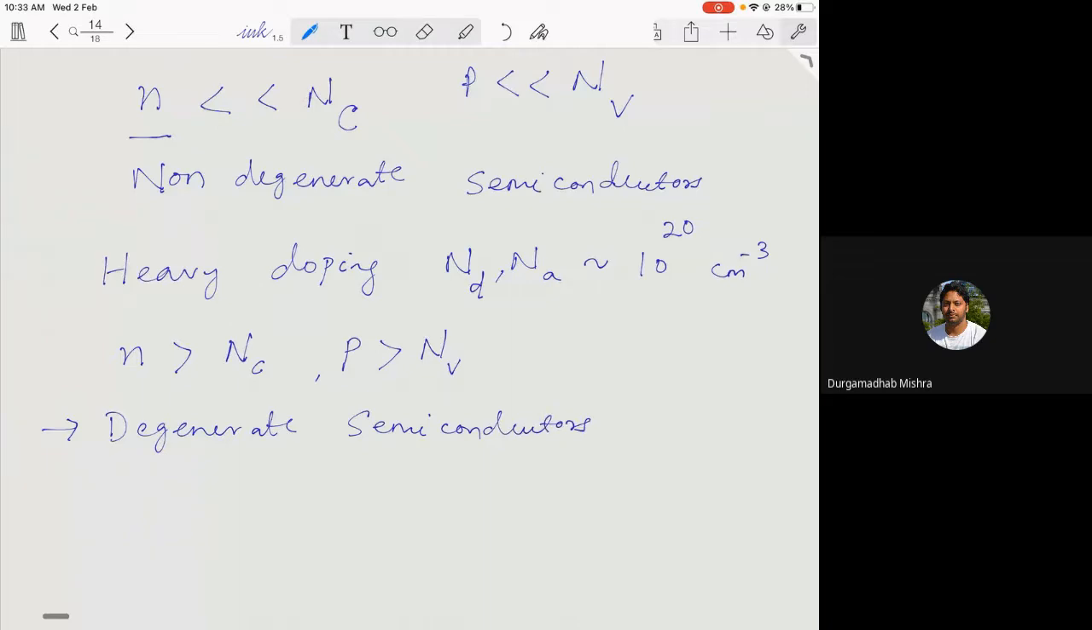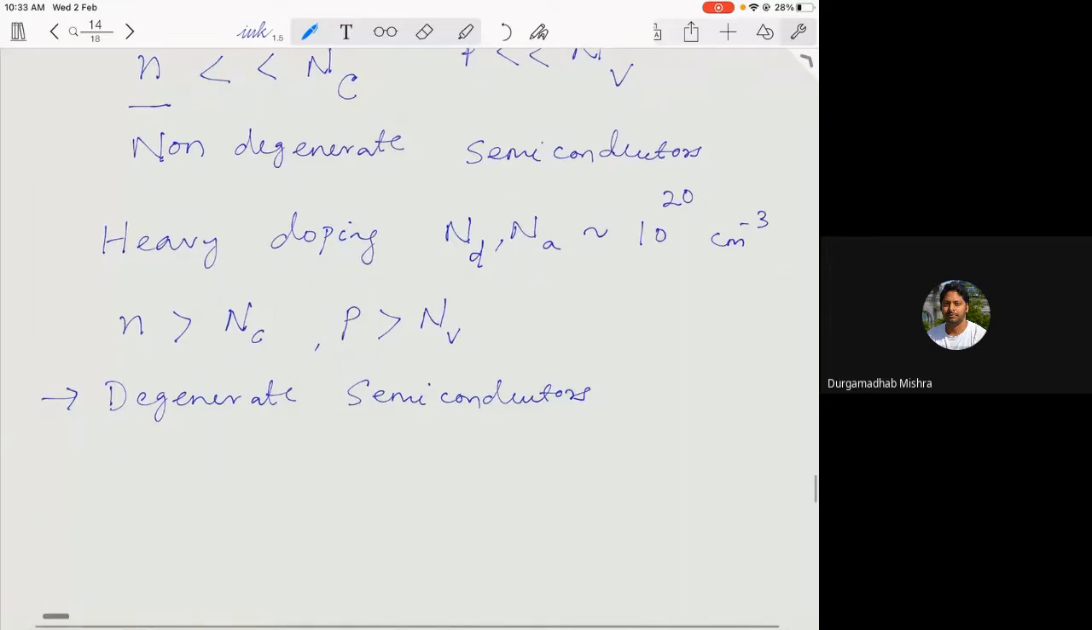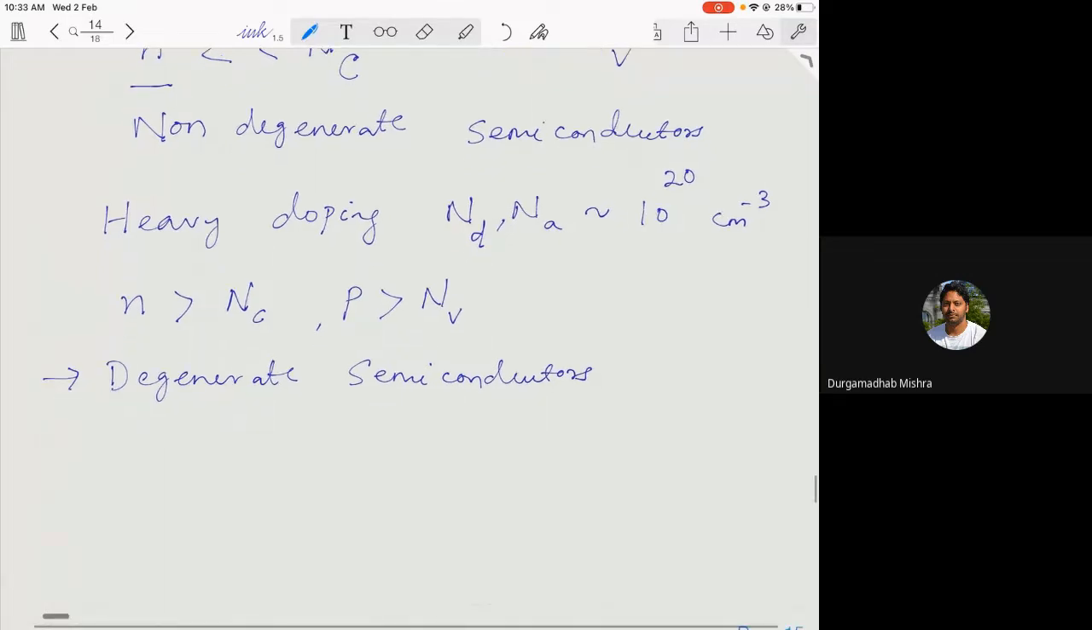So if you dope a semiconductor heavily, then you increase the number of electrons and holes compared to the number of states available, and those semiconductors are known as degenerate semiconductors. And in that case, whatever we did earlier, like the mass action law, np equals ni square, which is constant, will not be true. So you cannot apply this mass action law in a degenerate semiconductor.